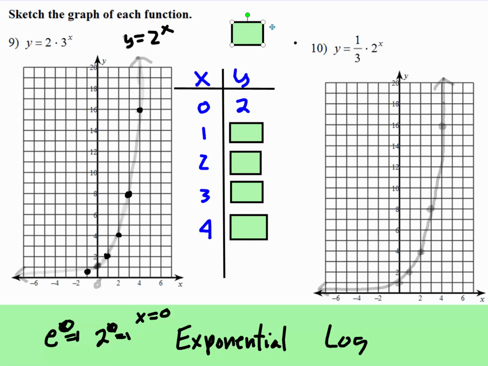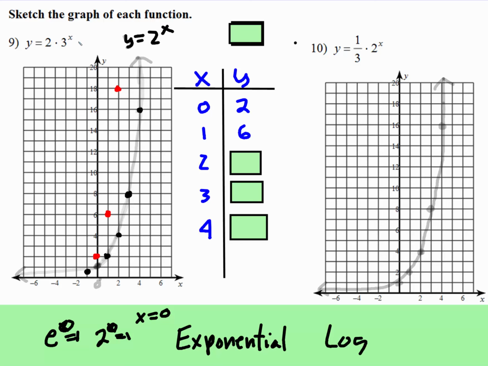So when you put 0 inside here, 3 to the 0 is 1, 1 times 2 is 2. So I'm going to change the color. When we put in 0, I'm going to put a 2 right there. When you put 1 in, 3 to the first is 3, 2 times 3 is 6. When we put a 1, we're up here at 6. When you put 2 in, 3 squared is 9, 2 times 9 is 18. So look at how rapidly that's going.